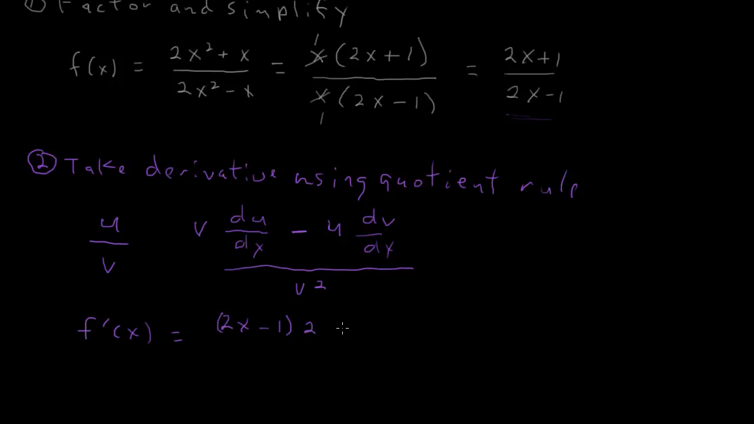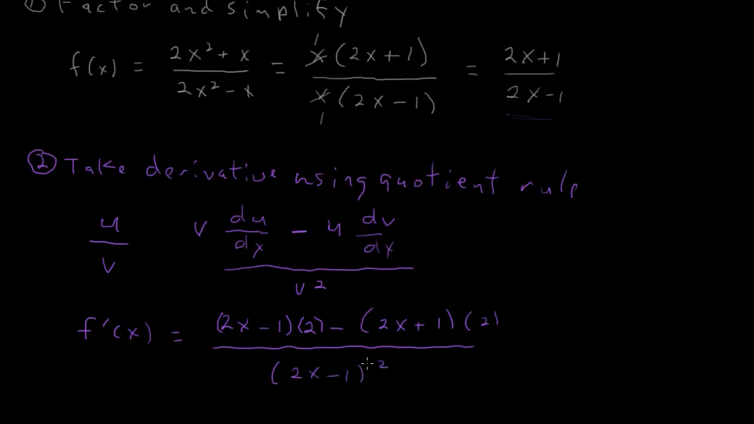Minus the, let's see, low d high minus high. What's the numerator? 2x plus 1 times the derivative of the denominator. And what's the derivative of 2x minus 1? 2. And then that's all over the denominator squared. And that is 2x minus 1 squared.